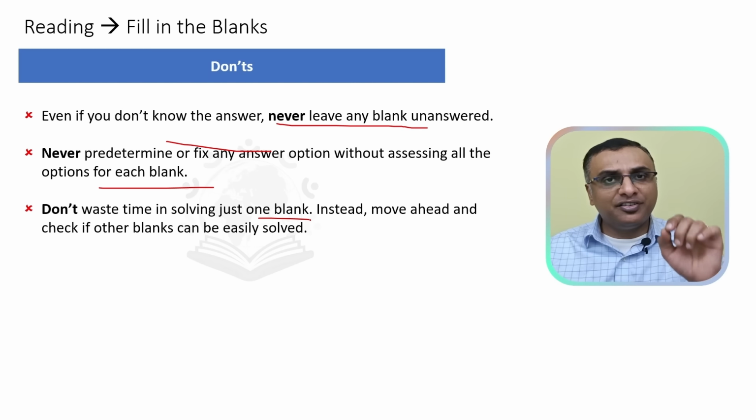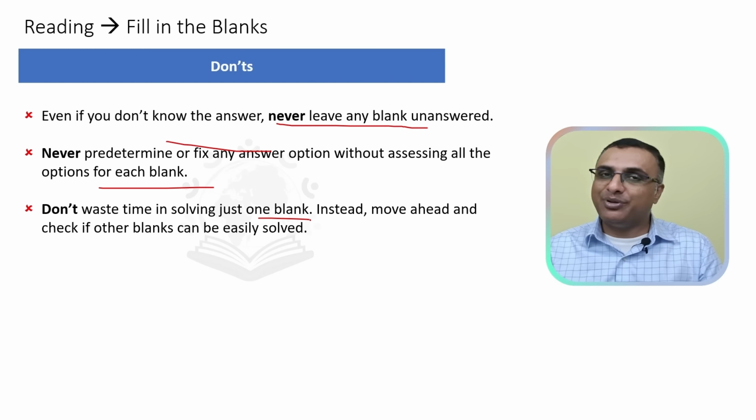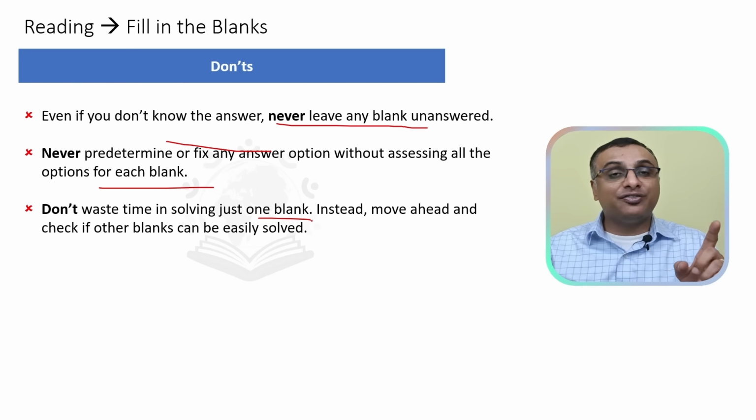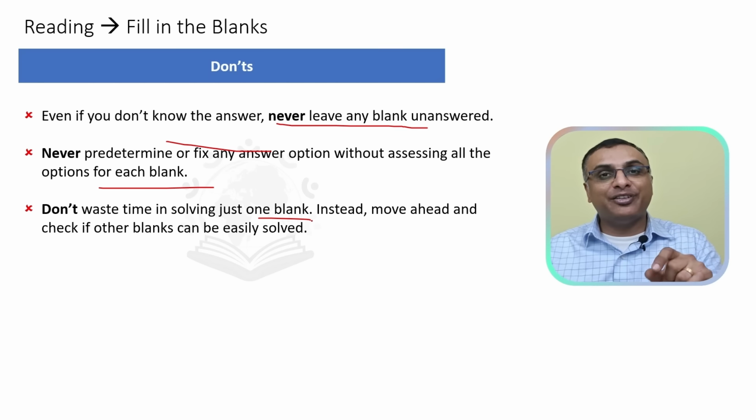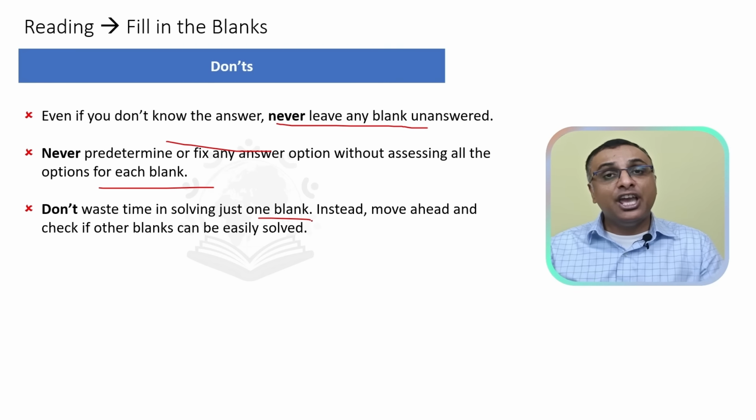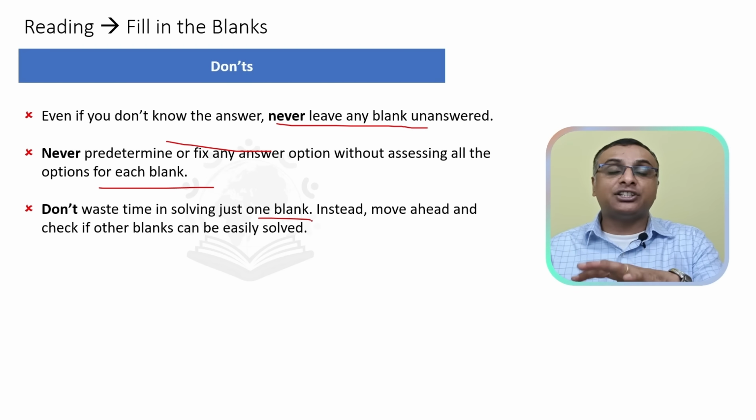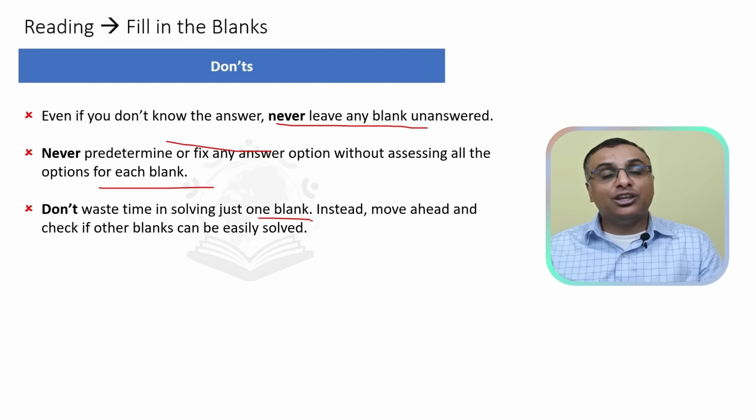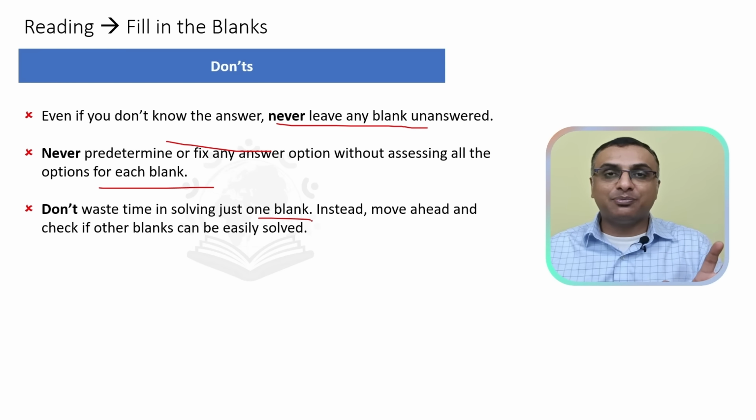If you cannot solve the first particular blank, generally it happens in the first two blanks, if you cannot solve them in the first 25 to 30 seconds, move ahead and solve the rest of the blanks. They could be very easily solved. Then come back to the first or the second blank and solve them. It could be very, very easy because you would have already read the context. You would have understood the meaning. All of these things would have happened while you have read the entire paragraph. So never get stuck in the first blank and overthink and waste your time.